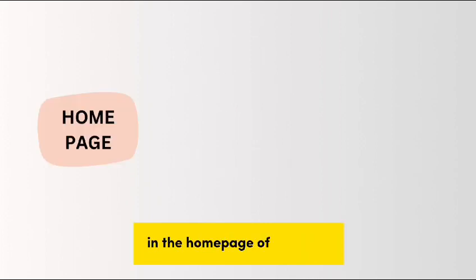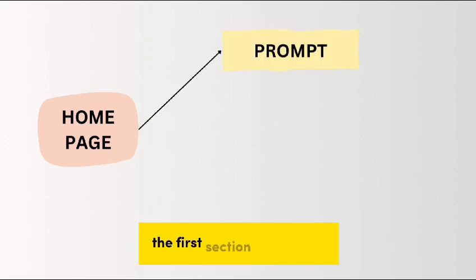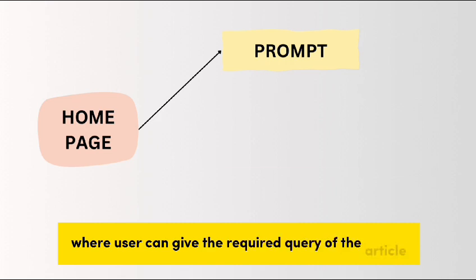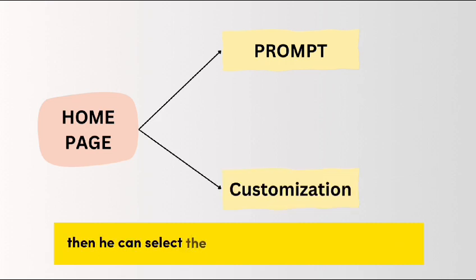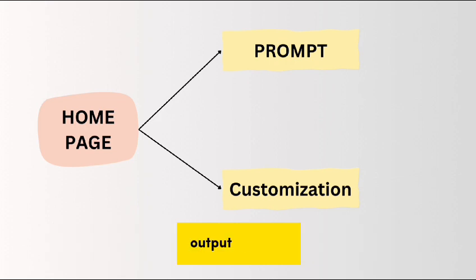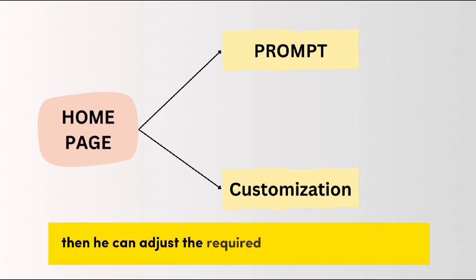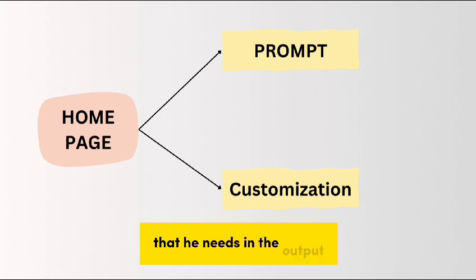On the home page of our project, there will be three sections where the user can ask and customize their output. The first section is the prompt, where the user can give the required query of the article. Then he can select the language in which he needs the output to be. Then he can adjust the required word percentage that he needs in the output.